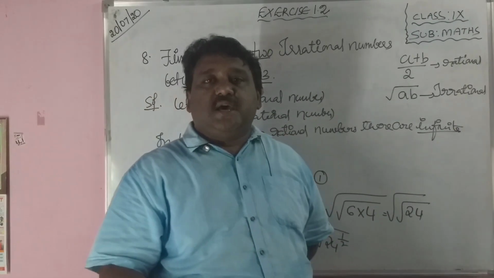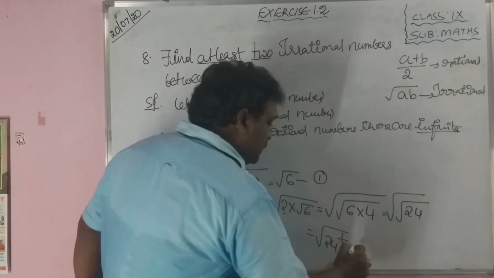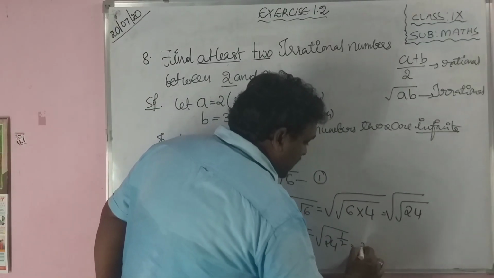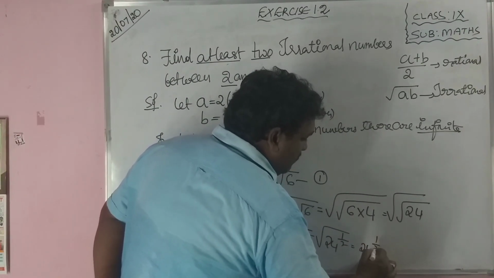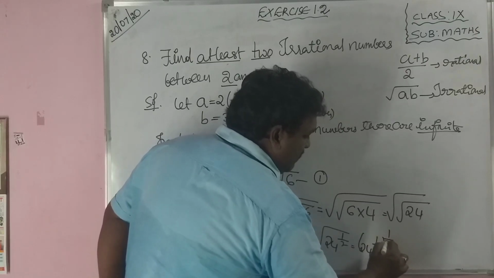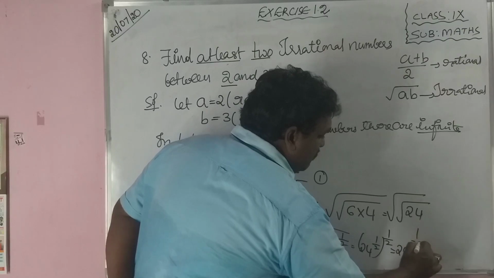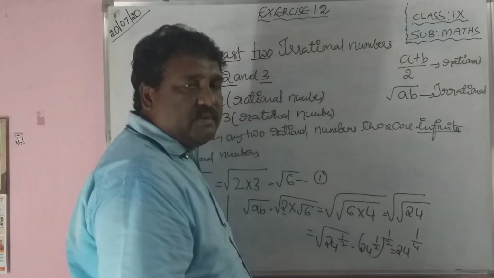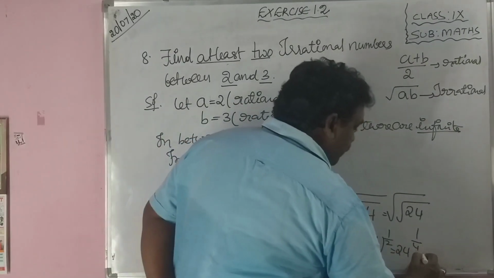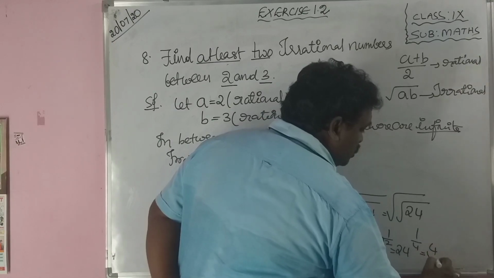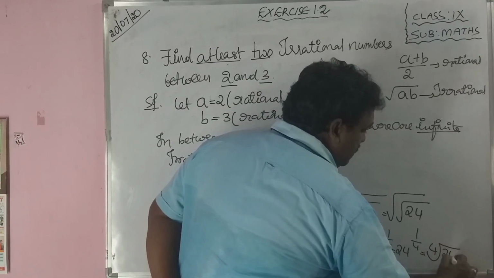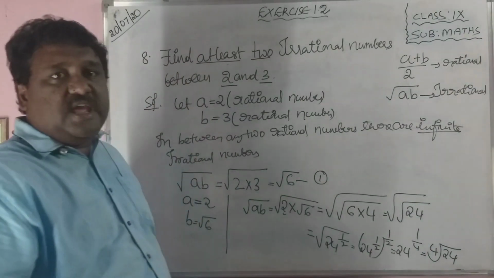Remove one root, write 1 by 2. Again remove the second root also. 24 power 1 by 2 power 1 by 2. What we get? 24 power 1 by 4. What is 1 by 4? It means fourth root of 24.